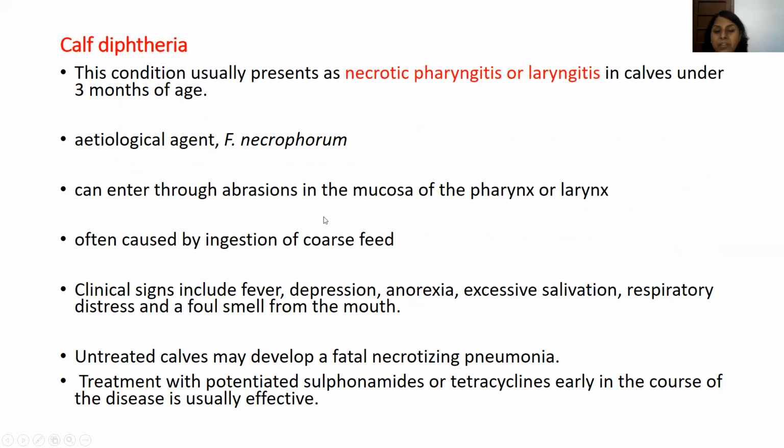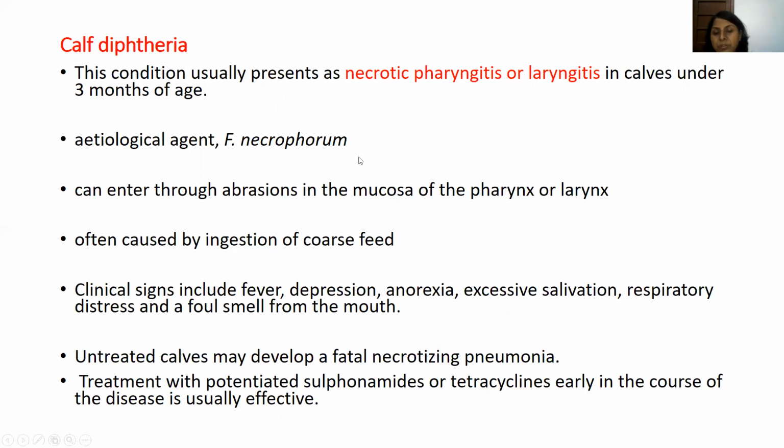Calf diphtheria, also known as necrotic pharyngitis or laryngitis, is generally present in calves up to the age of 3 months. The bacteria can enter through abrasions of the mucosa of the pharynx or the larynx, and also through the ingestion of coarse, rough feed.